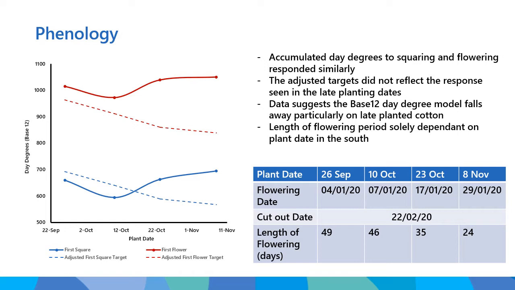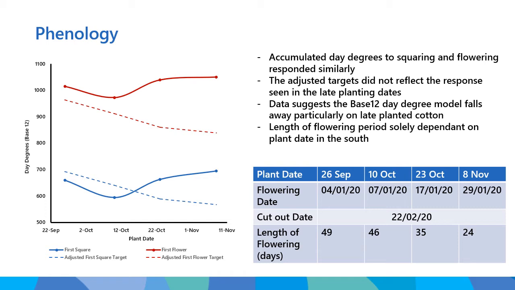And so looking at the phenology of the crop, on this graph on the left here is showing day degree accumulation for first square and first flower average across all varieties for each planting date. And shown there with it is that dotted line, which is the adjusted target. For example, the 505 day degree target to get to first square is adjusted for cold shock days experienced leading up until that time. So you can see for the first two plant dates, they track nicely in line with that target. They deviate a little bit from it, but they follow the same trend.